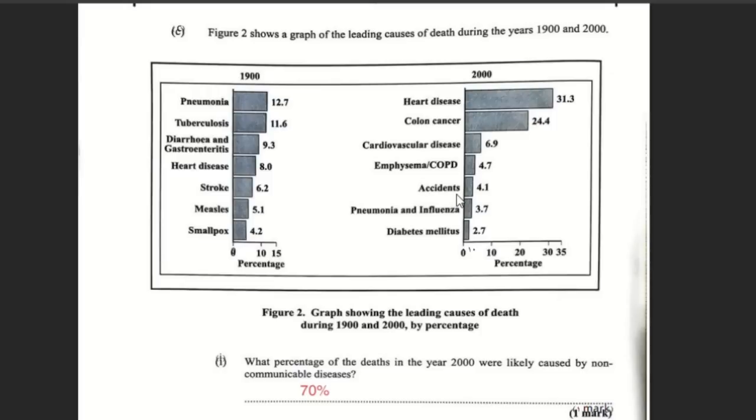And then accidents are not necessarily considered diseases, so we're not going to count them. So if we want to find out the percentage of deaths in the year 2000 that were caused by non-communicable diseases, we are going to have to add up heart disease, colon cancer, cardiovascular disease, COPD, and diabetes mellitus, and it's going to come to about 70%. No, we cannot add pneumonia in because it is communicable, and accidents are not considered diseases, right? So we won't add that in either. So that's going to be the answer for that.